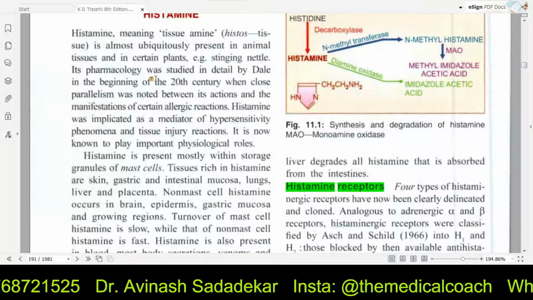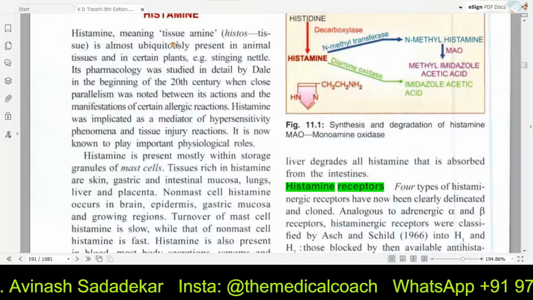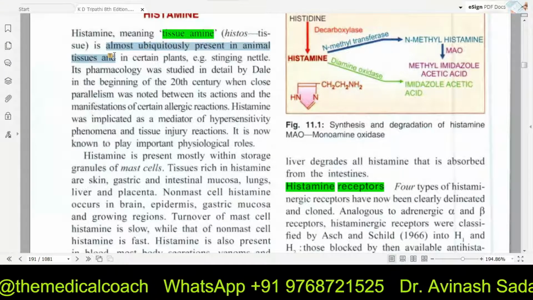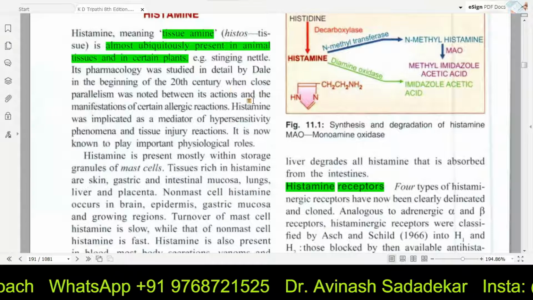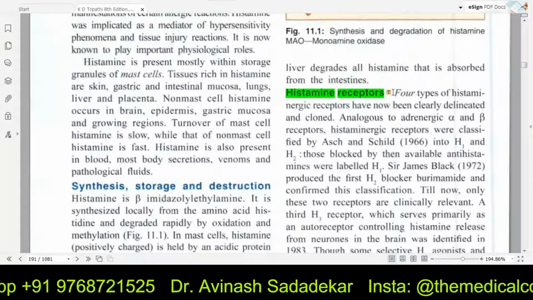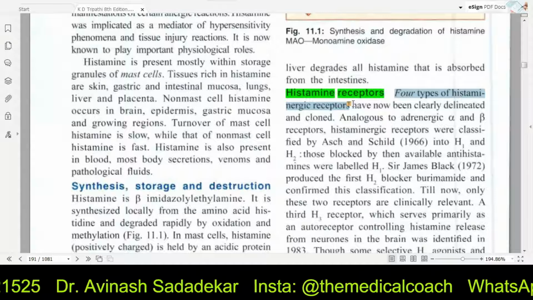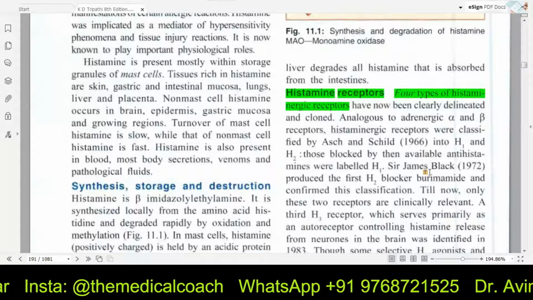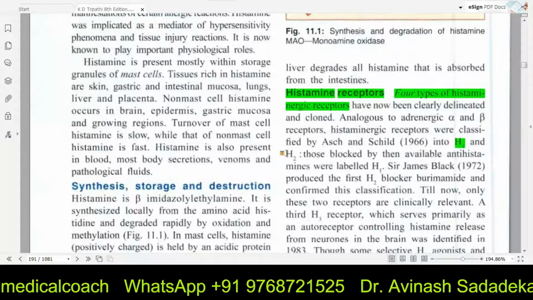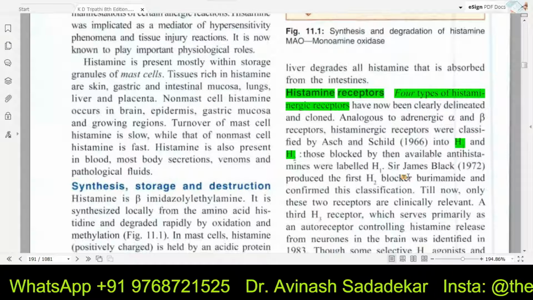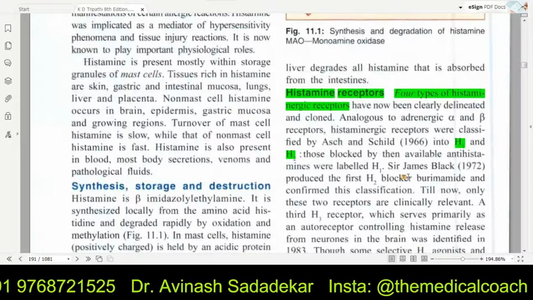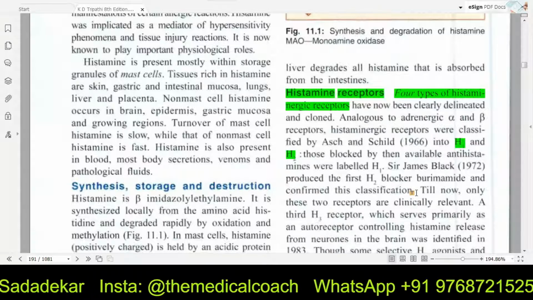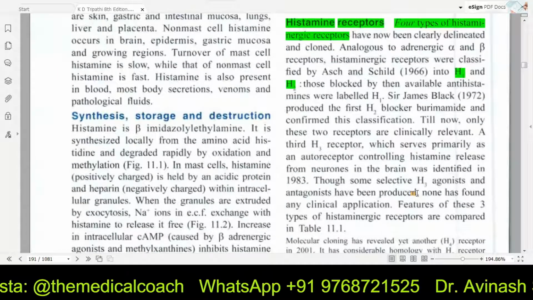Histamine is histo-tissue amine, so this is a tissue amine. It is present almost in all different types of animal tissue, even in certain plants. There are 4 types of histamine receptors that have been recognized, just like alpha and beta adrenergic receptors. Histamine receptors are classified into H1 and H2 receptors. H1 was the one which was blocked by the older antihistaminics, and later H2 blockers came, and that's how we know that there are 2 different types of receptor.